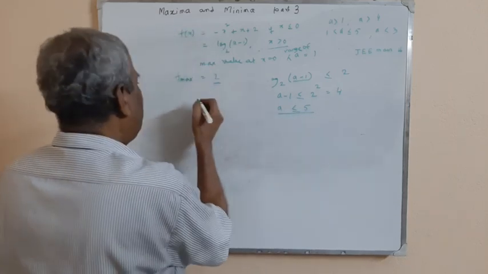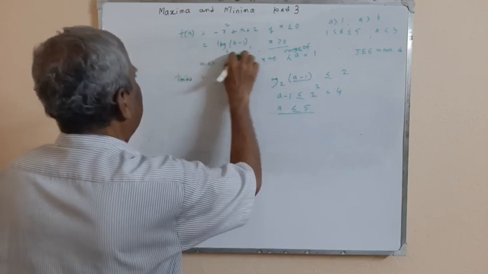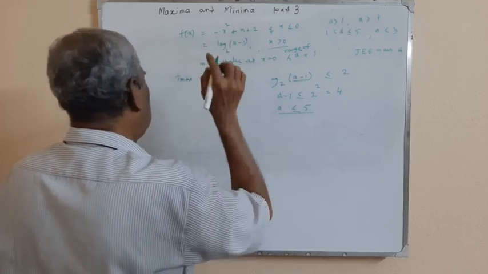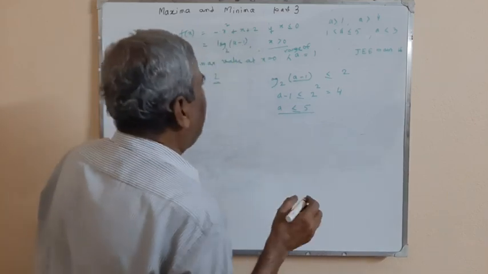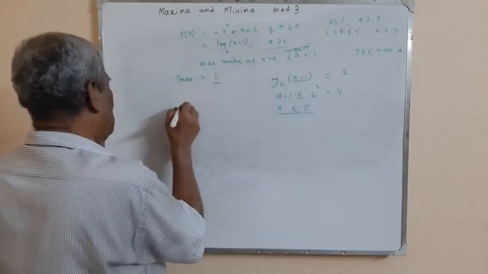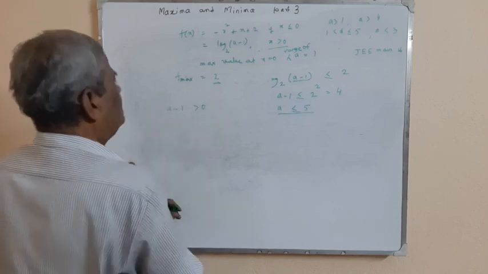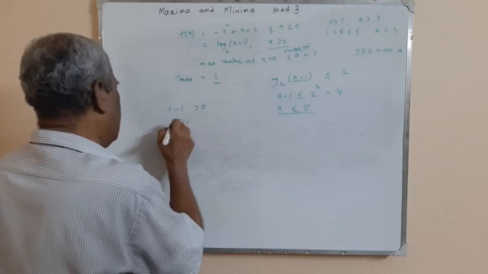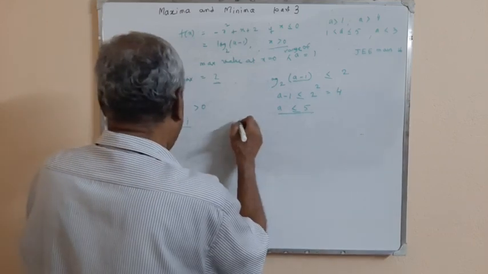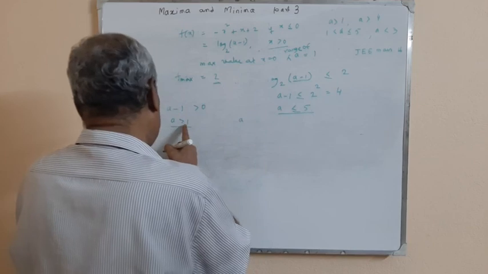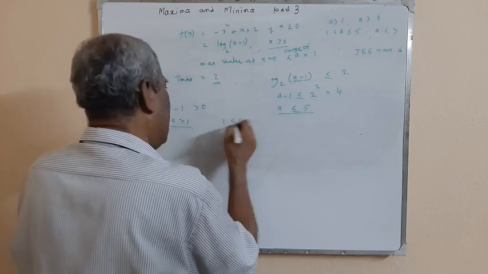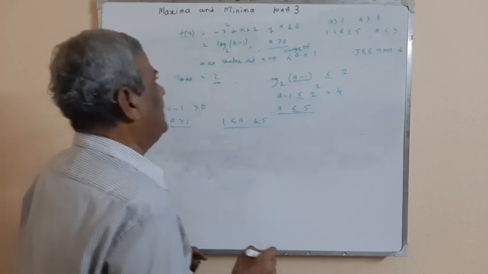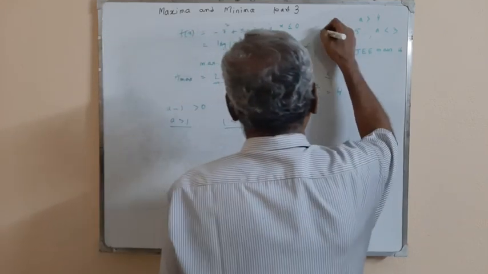Moreover, the function is given as log base 2 of (a minus 1). To be defined, a minus 1 must be positive, otherwise the log function cannot be defined. So a is greater than 1, and a must lie between 1 and 5, with a less than or equal to 5. So this option is correct.